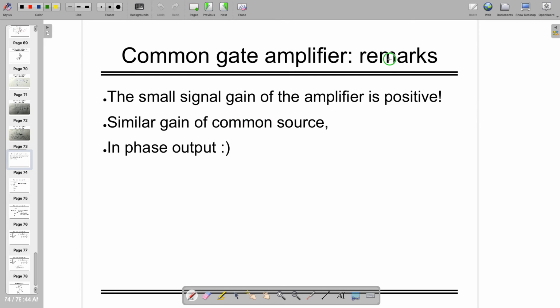so you can make three remarks. The small signal gain of the amplifier is positive. Similar gain of the common source amplifier, in that, GMB was not included. Here, GMB is included. And because of positive, it's always in phase output. In phase output means both are in same phase, right? And in the case of common source, it's 180-degree phase shifted because the gain is minus, right?